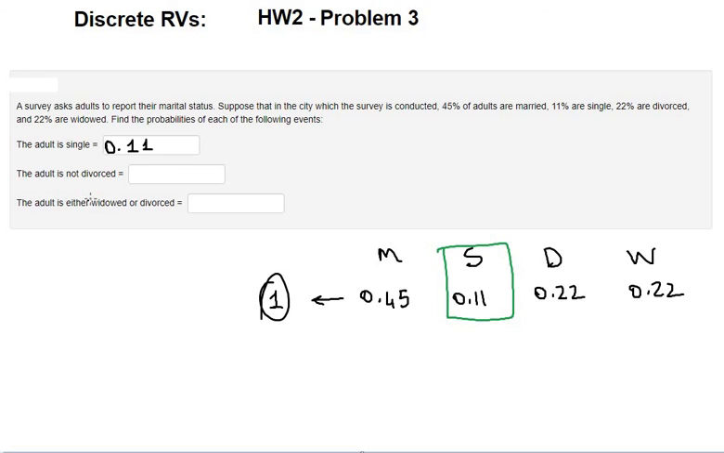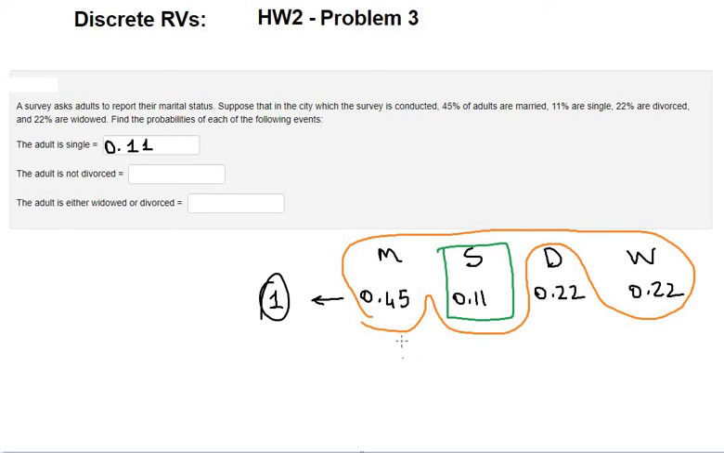The adult is not divorced. Adult is not divorced is all of them but divorced. So this excludes divorced, all of them but divorced. So it's going to be 0.45 plus 0.11 plus 0.22. It's going to be 0.78.